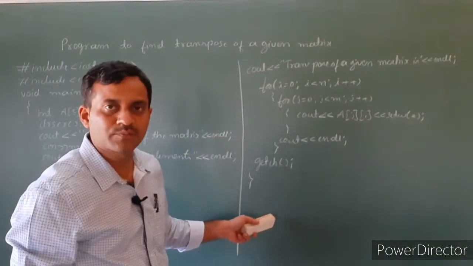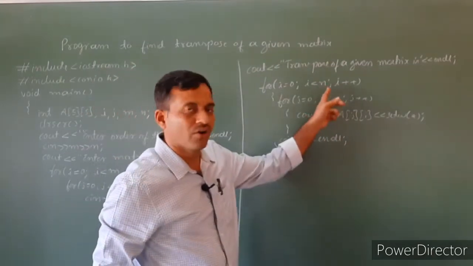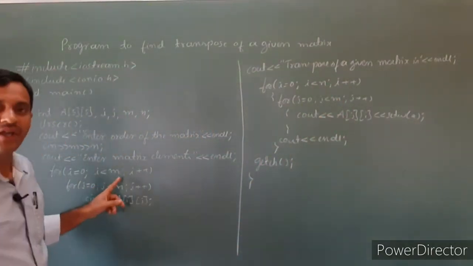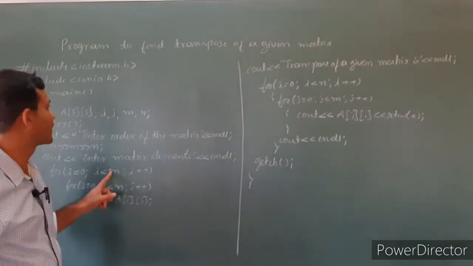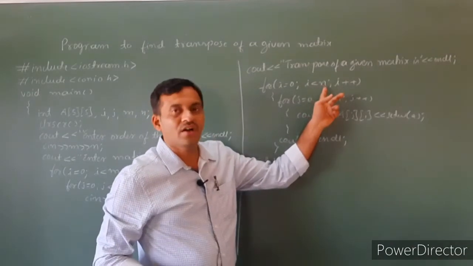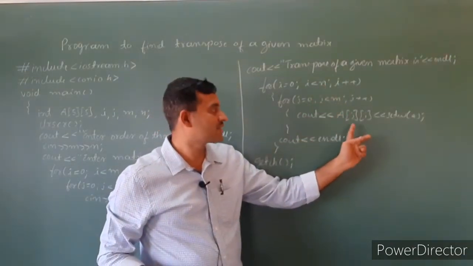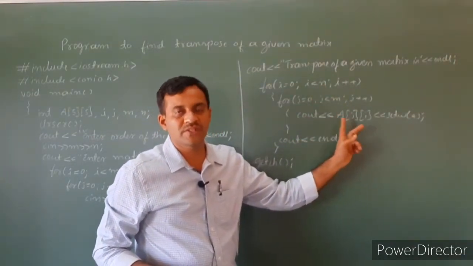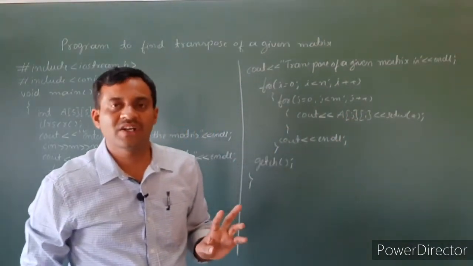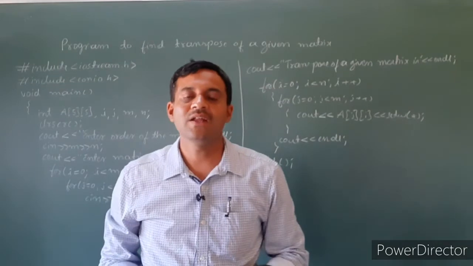What have we done in a transpose? We just change the order. See here, while reading we entered m cross n, but while transposing we have to interchange the order to n cross m and also interchange the index values. First we write the j value, then we write the i value. Automatically it interchanges the elements.